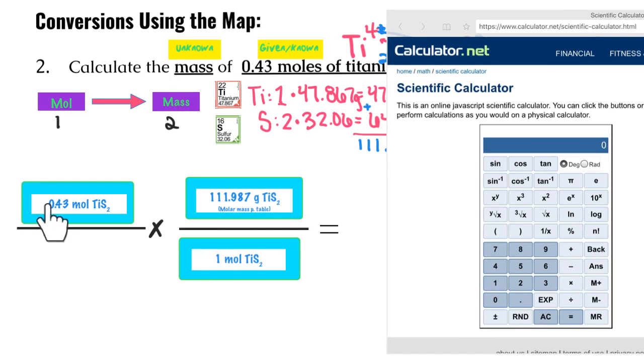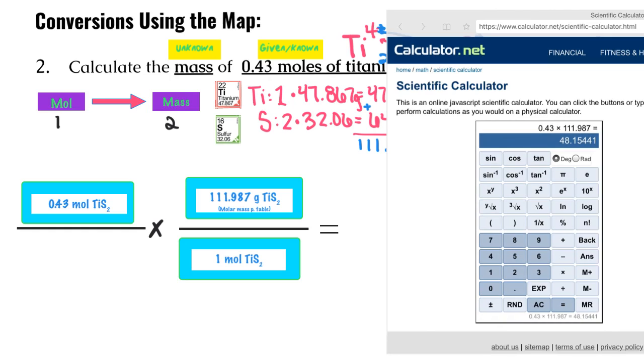Our final step is to take our 0.43 and multiply it by our 111.987 divided by 1. Putting this number in on the calculator, we go 0.43 times 111.987 equals. Now again, we could divide by 1, but remember, anything divided by 1 is itself again. So our final answer here is 48.15441. Again, a lot of decimals, so good practice.